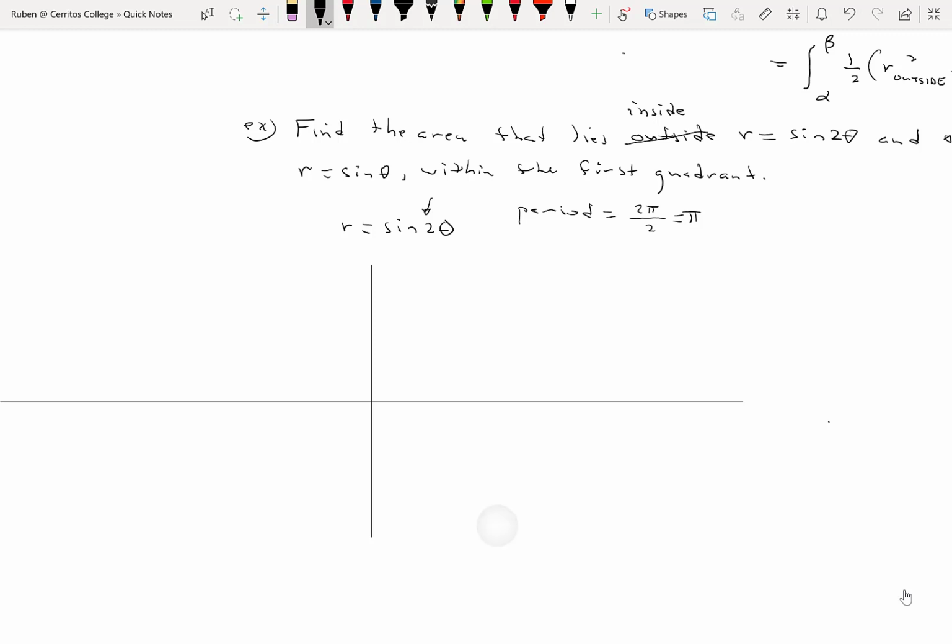So let's graph a period of this function. One period of this function looks like this approximately, and it's between 0 and pi. So this is pi over 2. It reaches a maximum at pi over 4. This is 3 pi over 4.